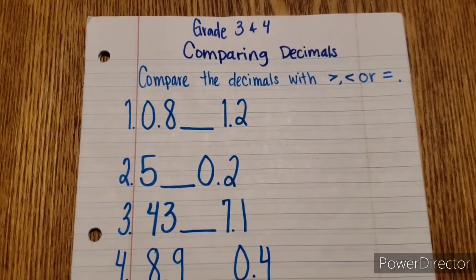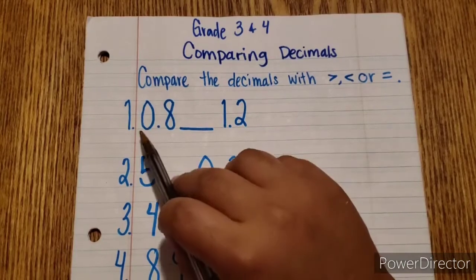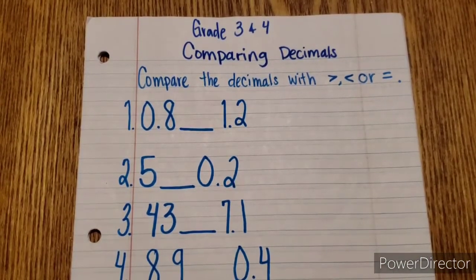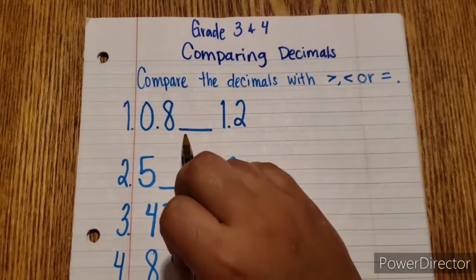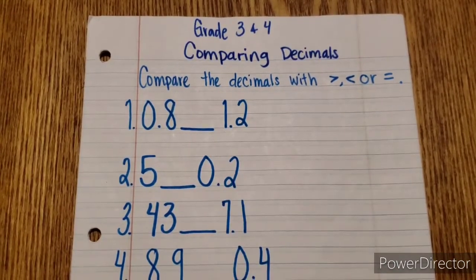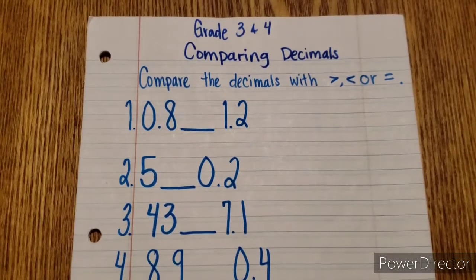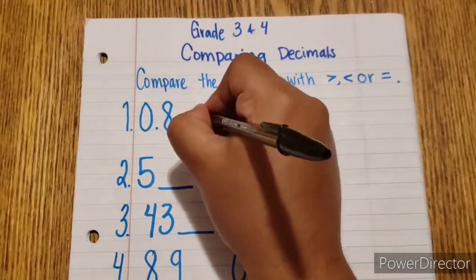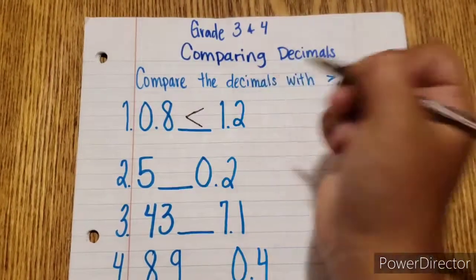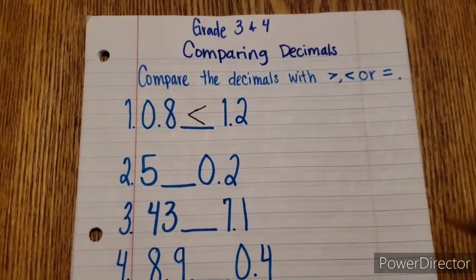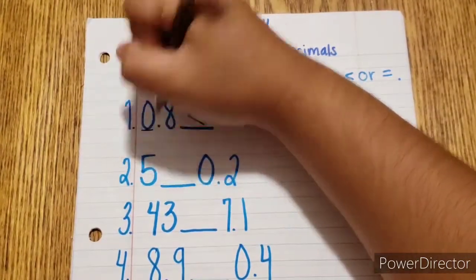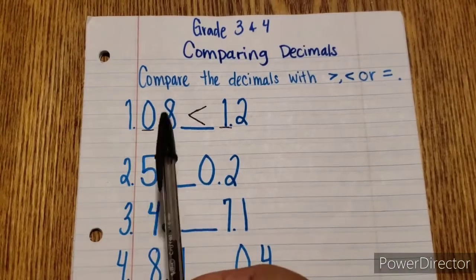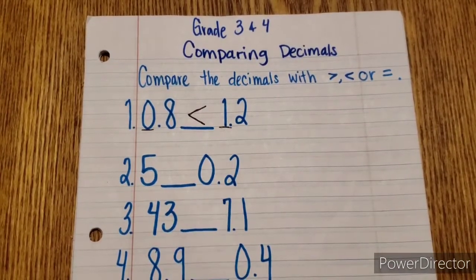So let's look at number 1. So here we have 0.8 and 1.2. So is 0.8 greater than 1.2? Or is it less than 1.2? 0.8 is less than 1.2. And why is that? So if we look at the first digit before the decimal, we have 0 and 1. 0 is less than 1.